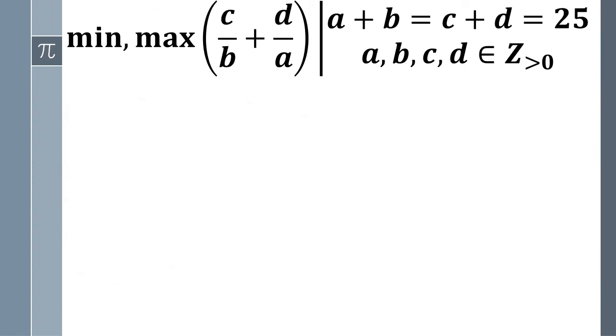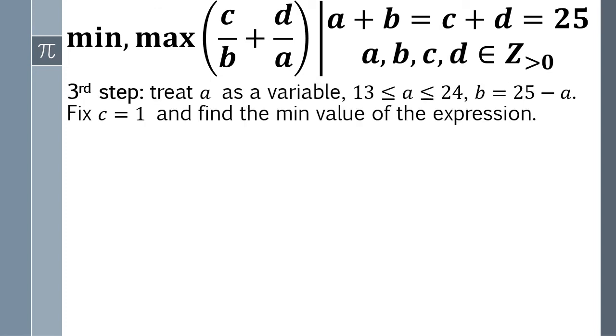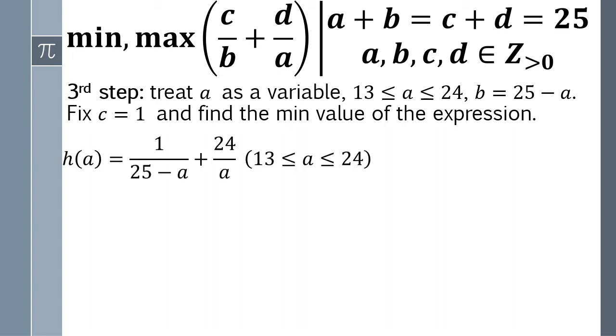The next step is to find the minimum value of this expression. Similar to what I did in step 2, I treat A as a variable and C is fixed at 1. Then the expression becomes another function of A. Let's write it down here. H(A) equals 1 over (25 minus A) plus 24 over A. If we do another monotonicity analysis, the result is inconclusive.